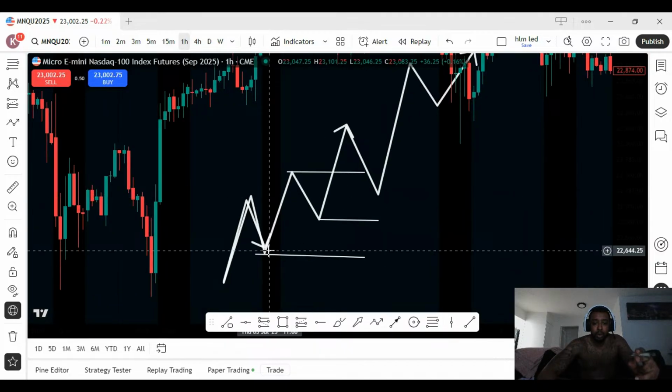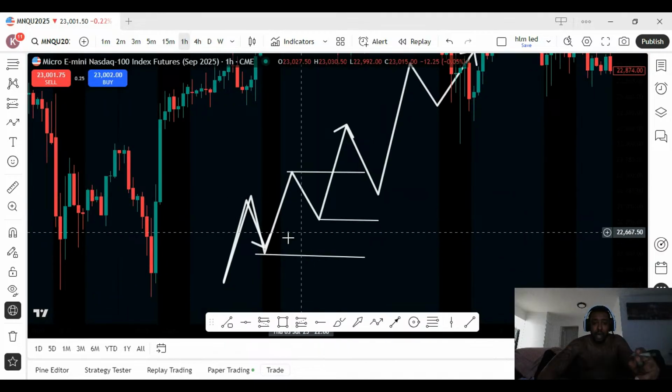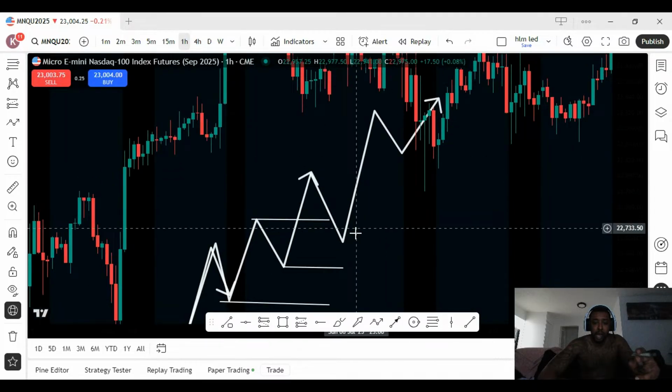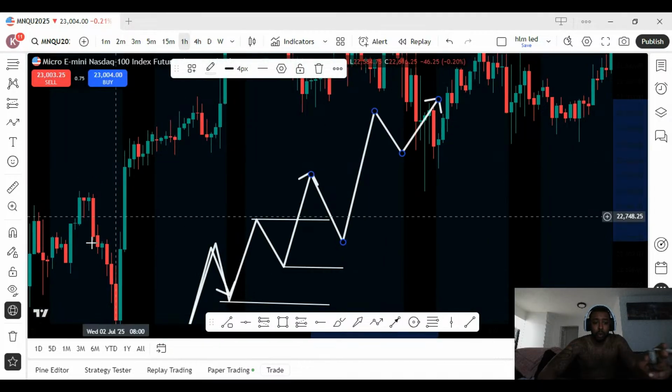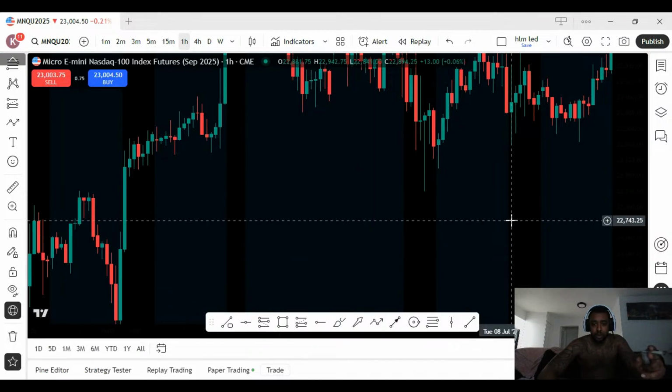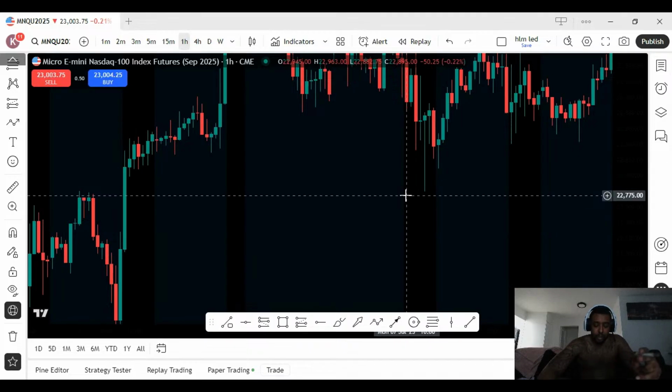This low is higher than this low. This low is higher than this low. This low is higher than this low. So we are making higher highs and higher lows. That's an uptrend. Now, did you get that?